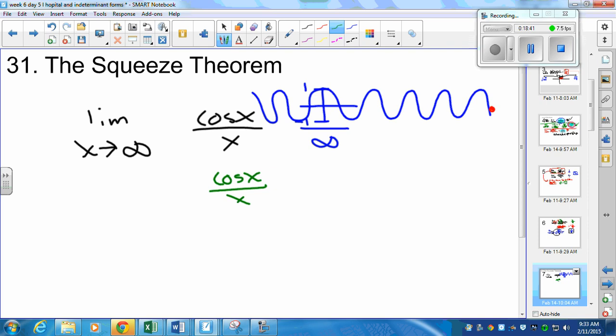Cosine of x over x is guaranteed to be less than 1 over x because the biggest cosine can be is 1. So I'm putting a ceiling. This is my ceiling. And I can also pinch it with a floor. Here's my floor, because cosine is always greater than negative 1. So I can do this. It's pinched between that. It's squeezed between that.